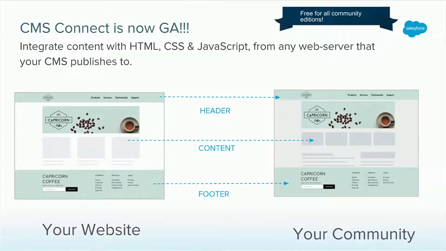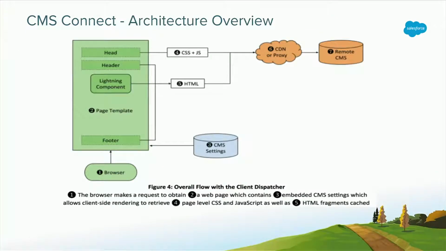Let's have a look at the architectural part of CMS Connect. To bring all your content from the CMS system to your community, we do a public XHR call to your CMS system. It is a fresh XHR call every time, so we don't cache the data here. It's all real time. We bring the latest data into your community.